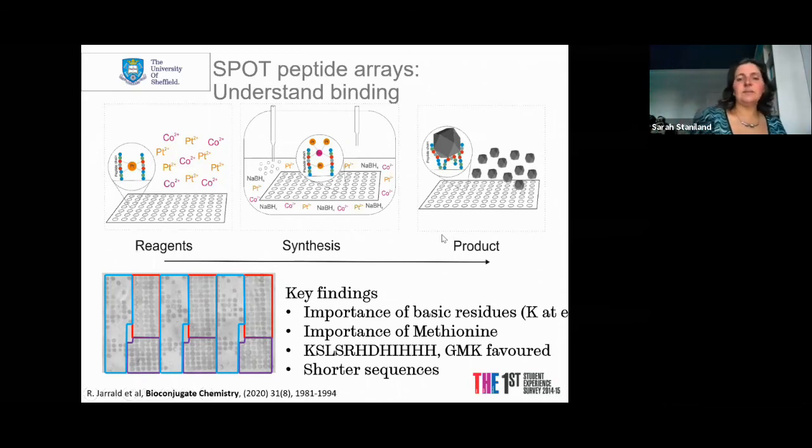And because I'm running out of time, I think it's important to just give you the key findings. What we found is the importance of basic residues. So lysine, again, we're seeing a bit of a theme, aren't we, from the MERS proteins as well. Lysine was really important, especially at the end, so at either end. The importance of methionine popped up as well. And there were a few sequences that were favoured over others, as well as shorter sequences.